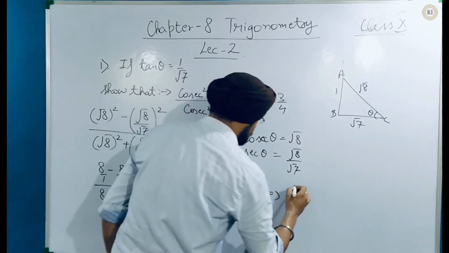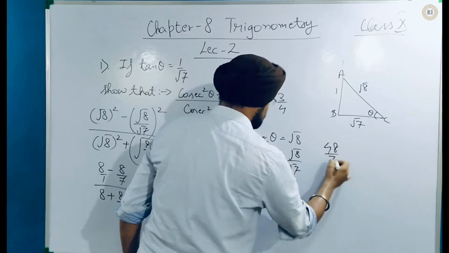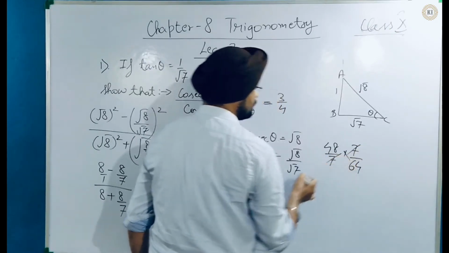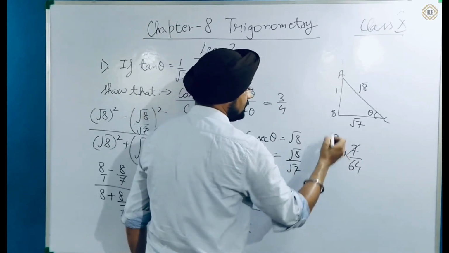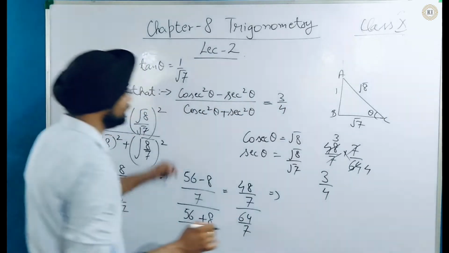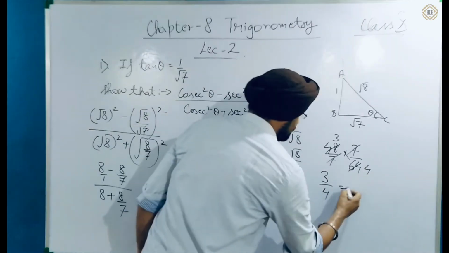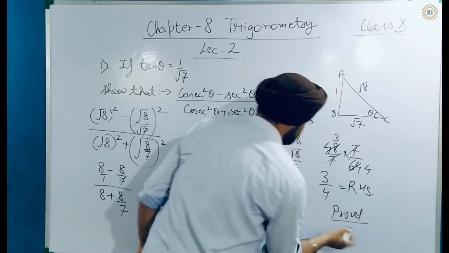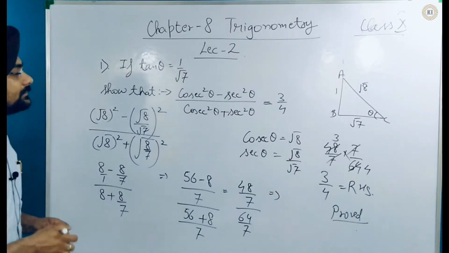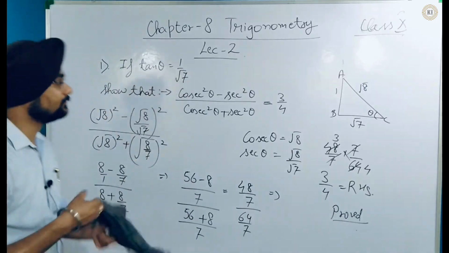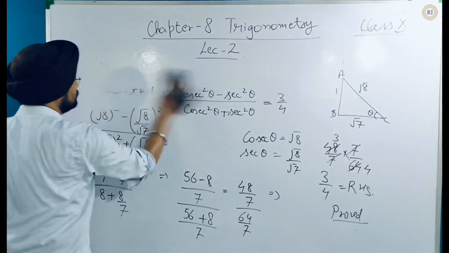Now 48 upon 7, reciprocal of that is 7 upon 64. The 7s cancel. 16 3s are 48, 16 4s are 64, and we get 3 by 4, which is equal to the RHS. Hence proved. So in this way we are going to solve some more questions based on trigonometric ratios. Now see another question of trigonometric ratios.